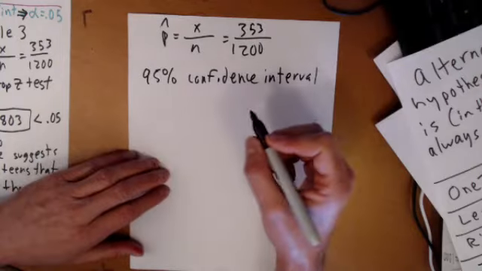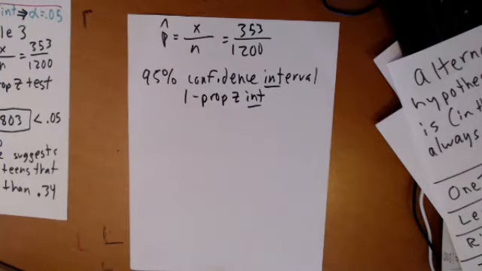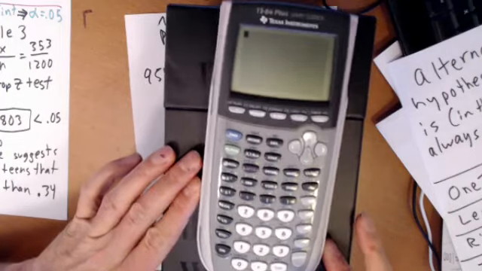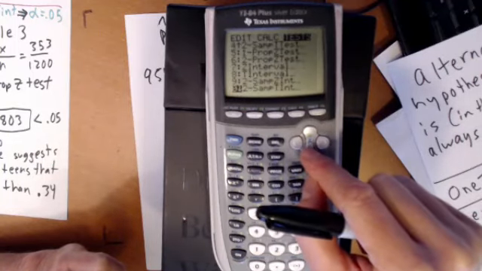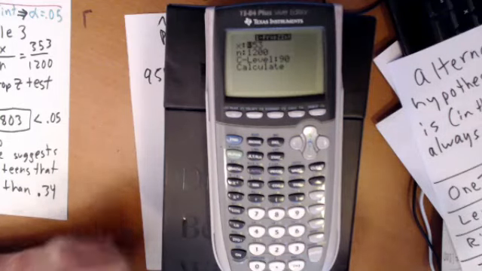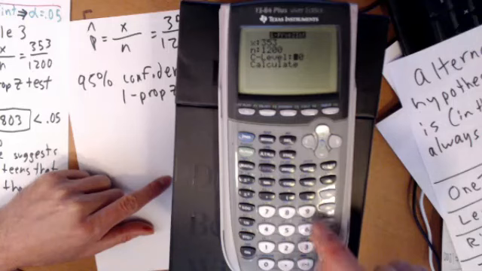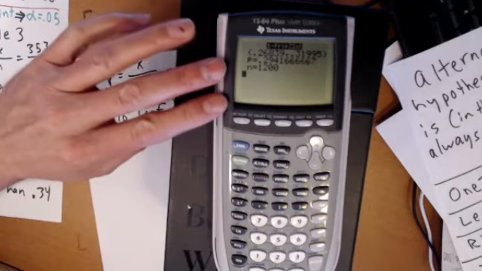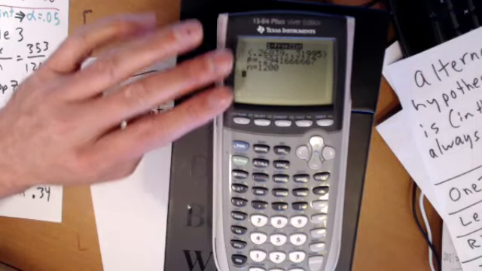Again, I'm just going to go to my calculator. That's 1 prop z int. Clear, stat, tests, go down to 1 prop z int. Are the numbers still there? Oh, that's nice. 353. N of 1200. Change that to 95. Enter. And it gives me a confidence interval of 0.26839 and 0.31995. I pet the calculator so that it focuses better.